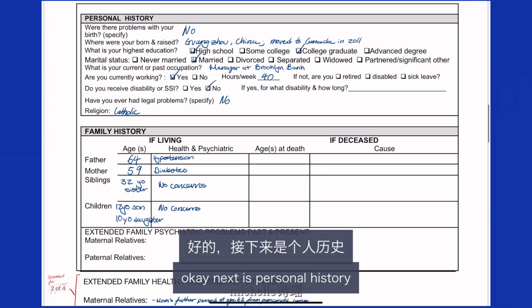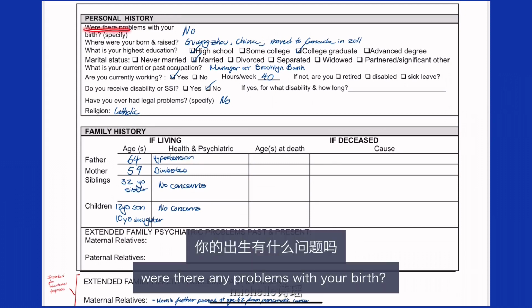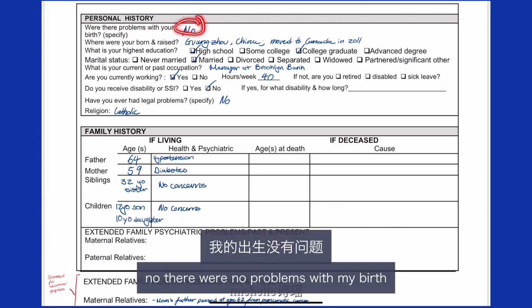Okay, next is personal history. So they want to know, were there any problems with your birth? Please specify. So be specific. No, there were no problems with my birth.